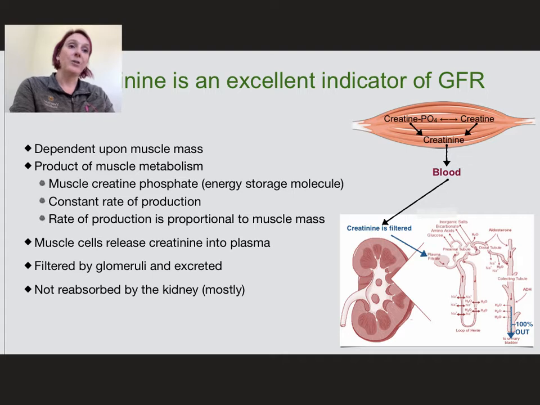The one catch about creatinine is that it is dependent upon muscle mass. So animals that are highly muscular will have normally higher endogenous creatinine levels, and animals that are muscle wasted, like our old cats in chronic renal failure that tend to be really thin, won't have as high of a normal creatinine, and so it can mask the severity of kidney disease. And that's the challenge with this.